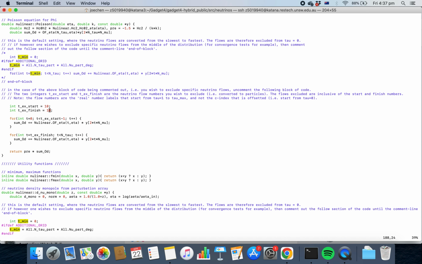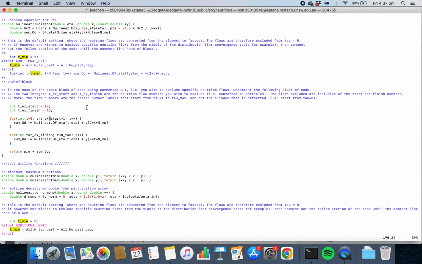And if you want to exclude more flows, for example, again with n tau equals 20 flows altogether, we might want to exclude fluid flows 10 to 13. Then you just have to change this to 13, and this loop will now index from t equals 0 to t equals 9, skipping fluid flows 9, 10, 11, and 12. And then start again at fluid 13 up to fluid 19. So this allows you to flexibly exclude a chunk of fluids from the middle of the distribution anywhere you want.